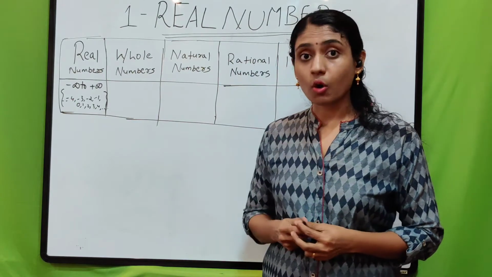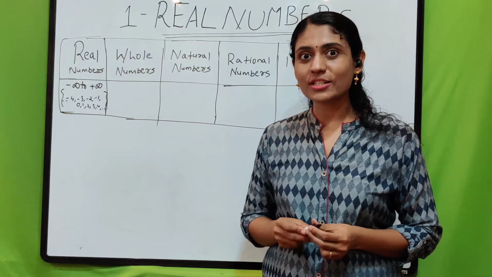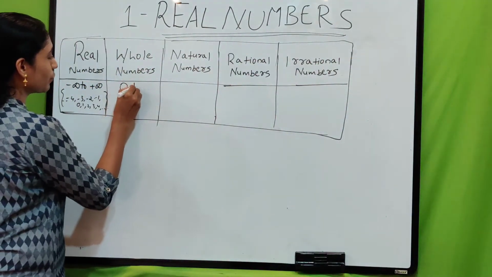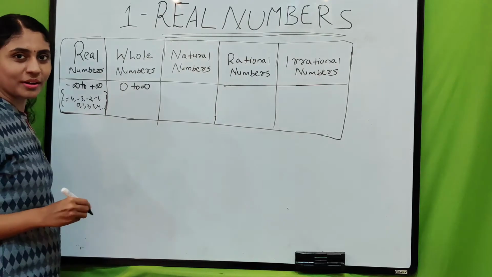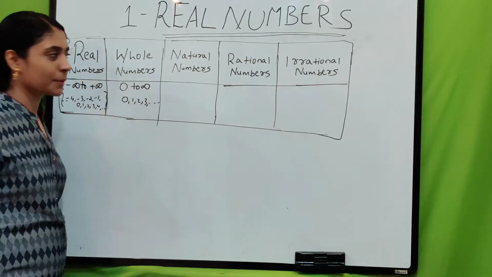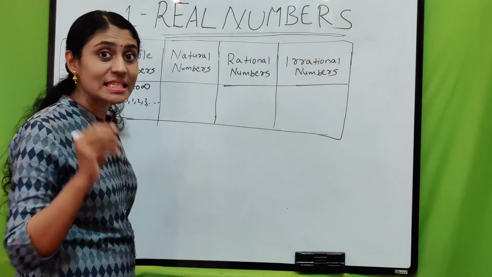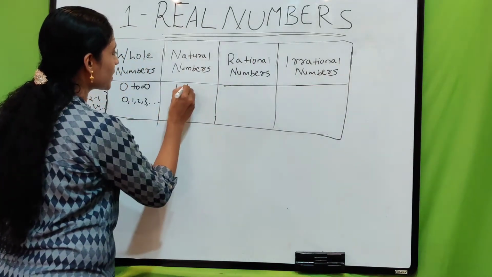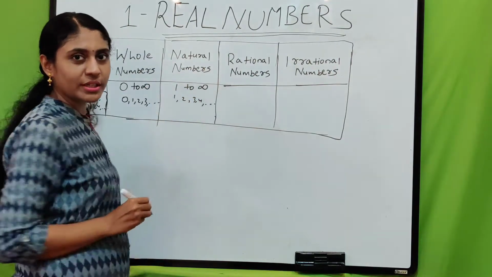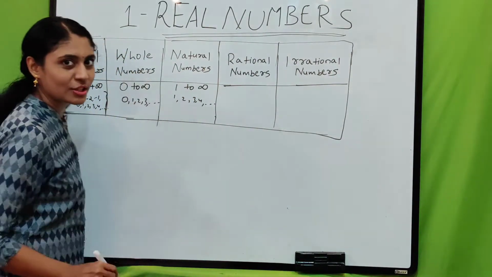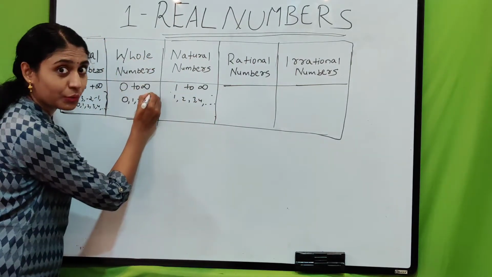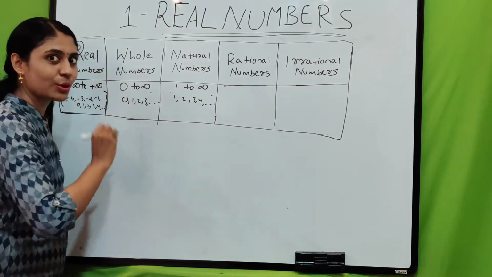Now next, what is a whole number? Whole numbers range from 0 to infinity. For example, 0, 1, 2, 3. And what about natural numbers? They start from 1. 1 to infinity are natural numbers: 1, 2, 3, 4, etc. Don't get confused between whole numbers and natural numbers. Natural numbers start from 1 to infinity, whole numbers from 0 to infinity, and real numbers from minus infinity to plus infinity.